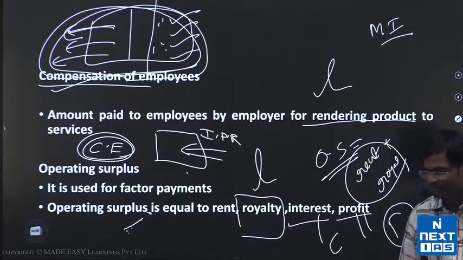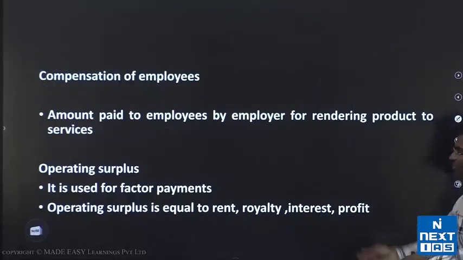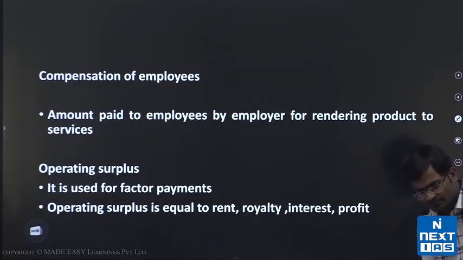Write, CE means compensation of employees: amount paid to employees by employers for rendering any service. In brackets write salary plus PF, provident fund cost, plus insurance, that is called social security. Salary plus PF plus insurance, etc. That's called CE.